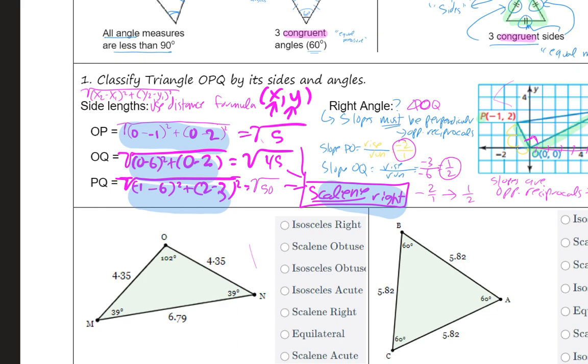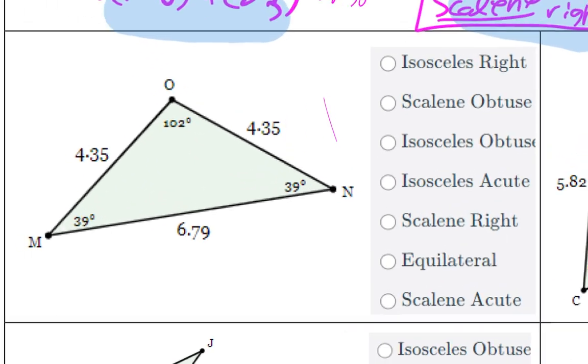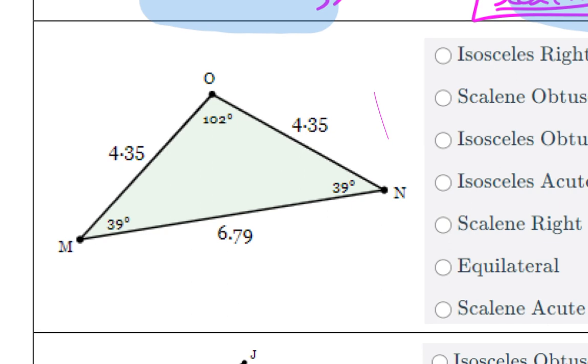All right, so that being said, let's go ahead and get into some Delta Math practice. So let's take a look at this one right over here. This is how it's going to look right on your Delta Math screen. So let's get to it. All right, so remember, the first thing we're going to do is look at the angles.